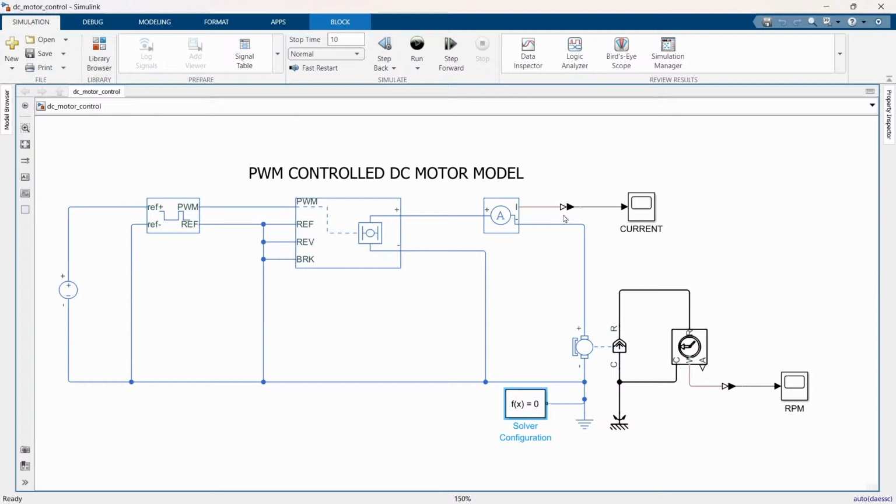Next we have the converter blocks, that means the PS to Simulink converter.